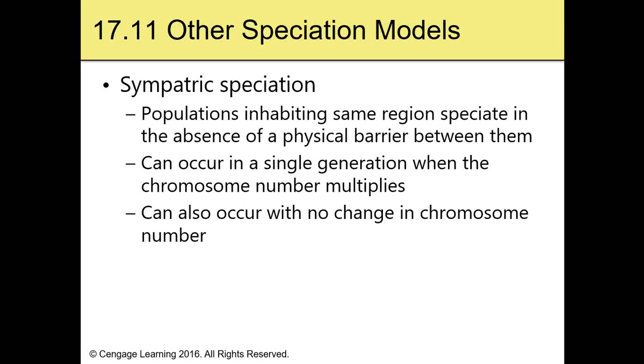Sympatric speciation is when you've got organisms that live in the same place at the same time, but they're speciating anyway. They're living basically on top of each other, but they're going to speciate anyway.